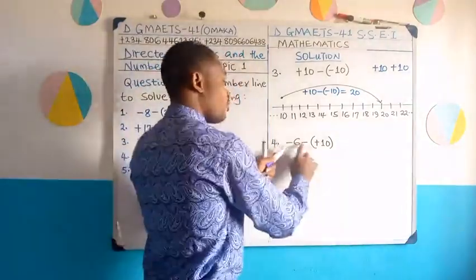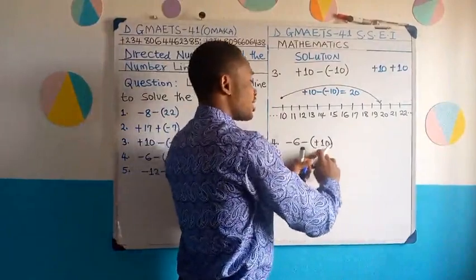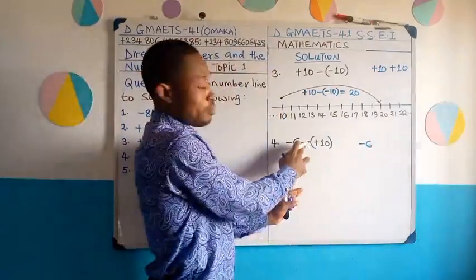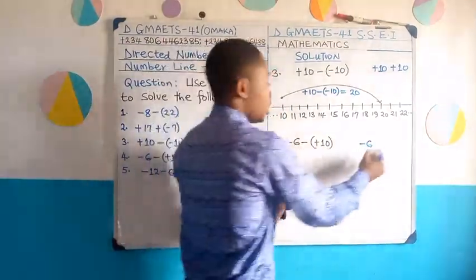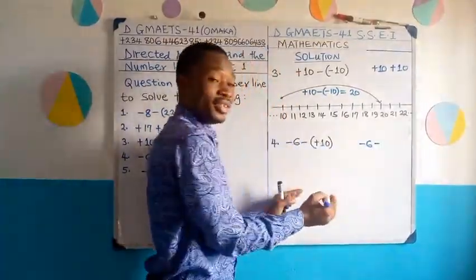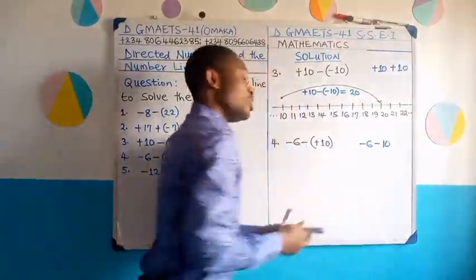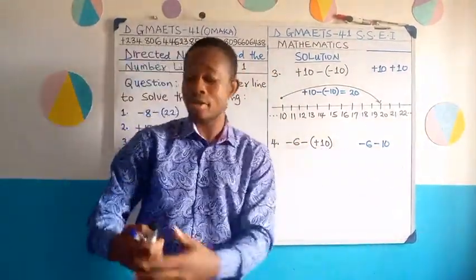First of all, try to find out what this thing actually means. Minus 6 minus bracket plus 10 is the same as minus 6. Then you have minus times plus, different signs following each other, it's going to be minus. Different signs will give you minus, we'll have minus 10. So what you are solving is actually minus 6 minus 10.